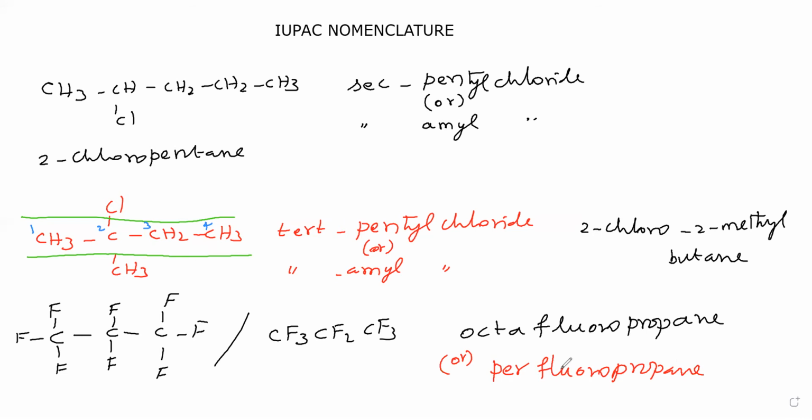Next we will take the next functional group. The functional group is alcohol. For this we will take the compound CH3, CH2, CH2, OH. For this compound, what is the name? 3 carbon atoms are present, which means prop. 3 carbon atoms are present in a straight chain and the alcohol group is present at the first carbon.